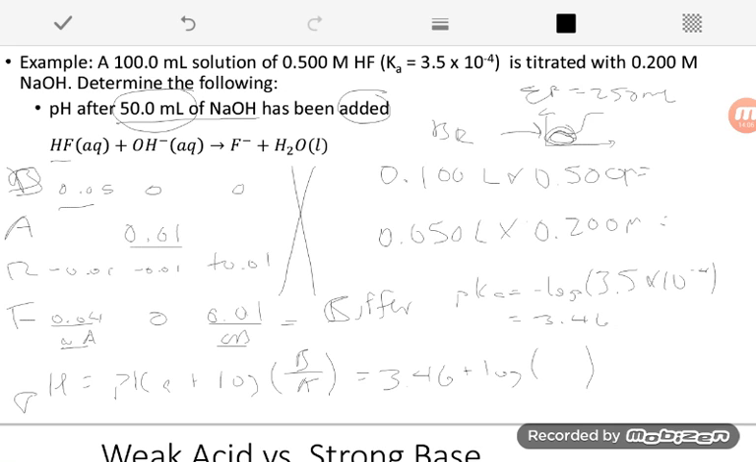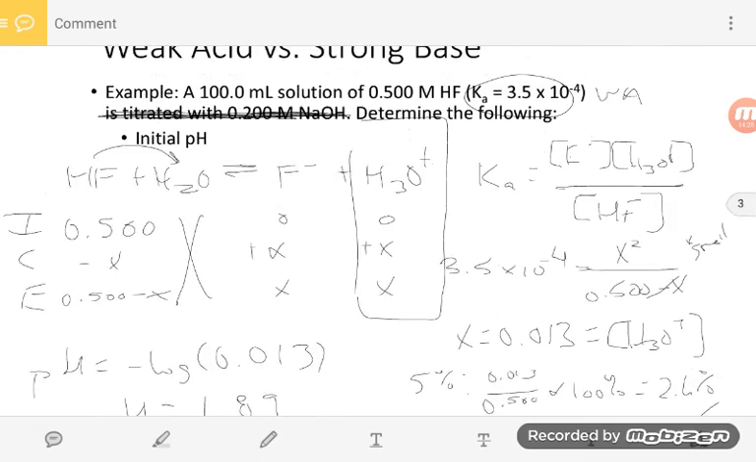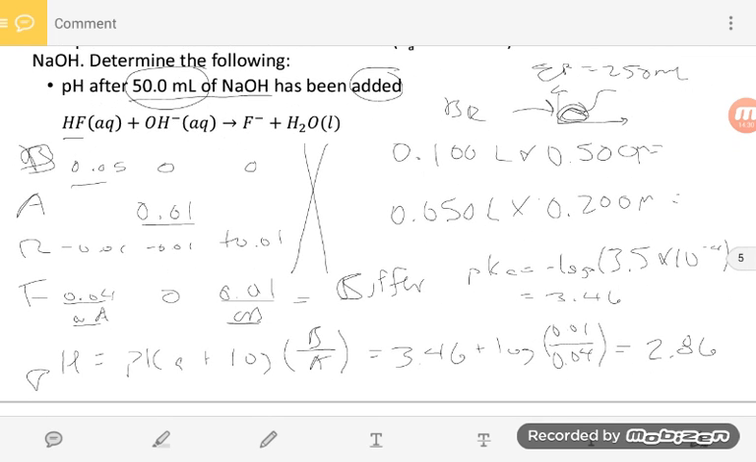So my pKa is 3.46 plus the log. Now I need to put my base over my acid. So my base is the 0.01. My acid is the 0.04. And I can just leave them in moles when I plug this in. And so I just plug that into my calculator, and I get a pH of 2.86. So this makes sense. It's higher than my initial pH, which was 1.89. And it's in the buffer region, so it's not drastically higher, just 2.86. So far, it looks like we're going well.